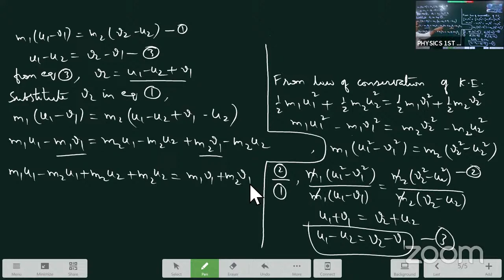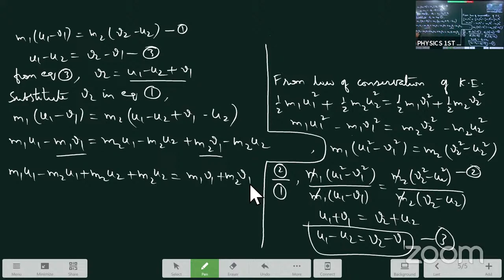The rest of all these values are sent to here. It is M1 U1. Next M2 U1 comes here, it becomes minus. Next here M2 U2, when it comes here minus M2 U2. So this minus M2 U2 becomes plus M2 U2. Finally, minus M2 U2 comes here plus M2 U2. Now you solve it, you will get V1 value.